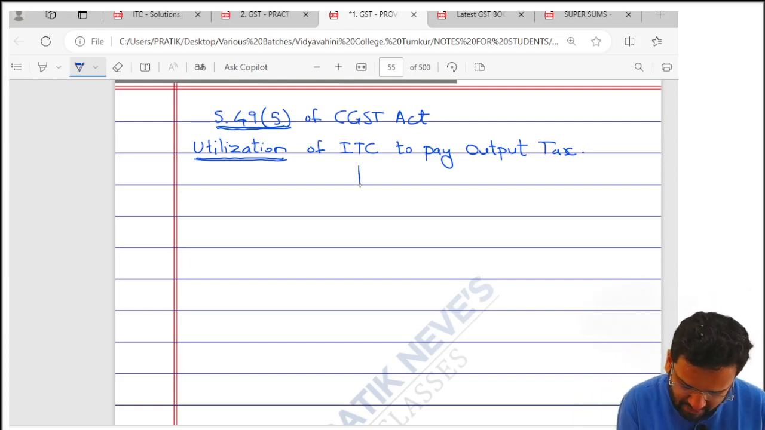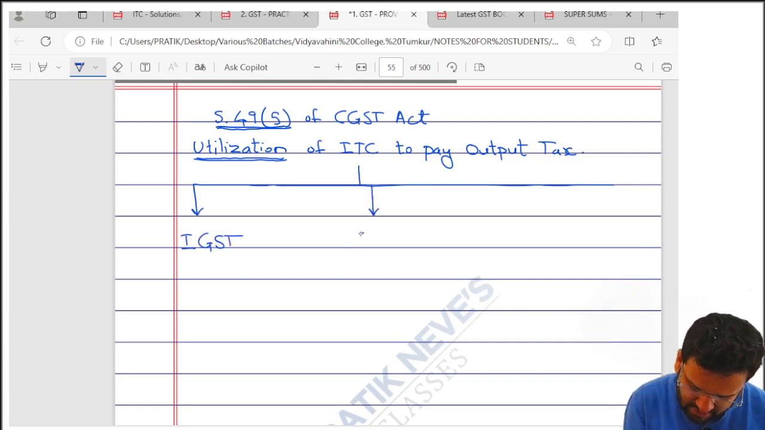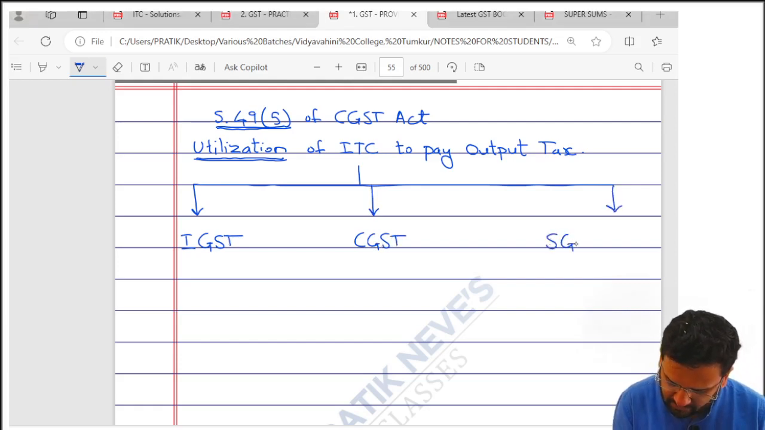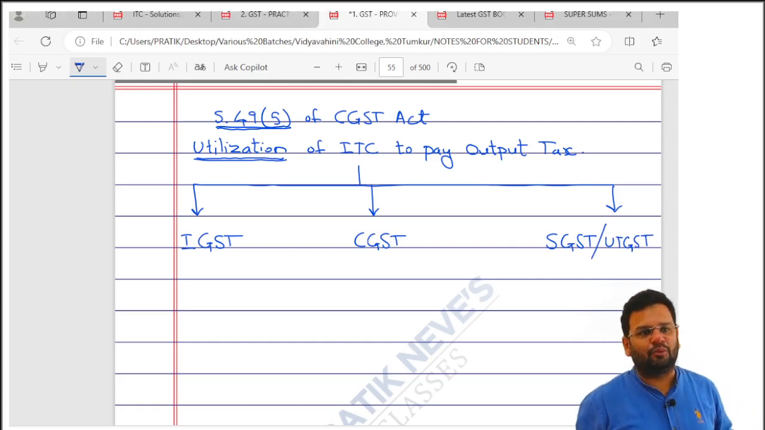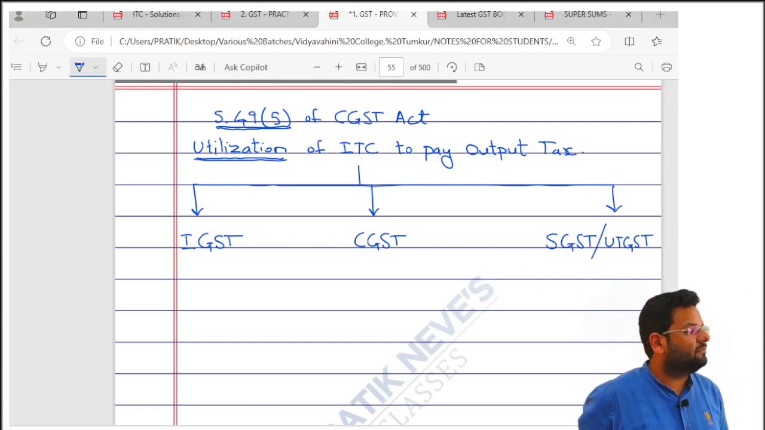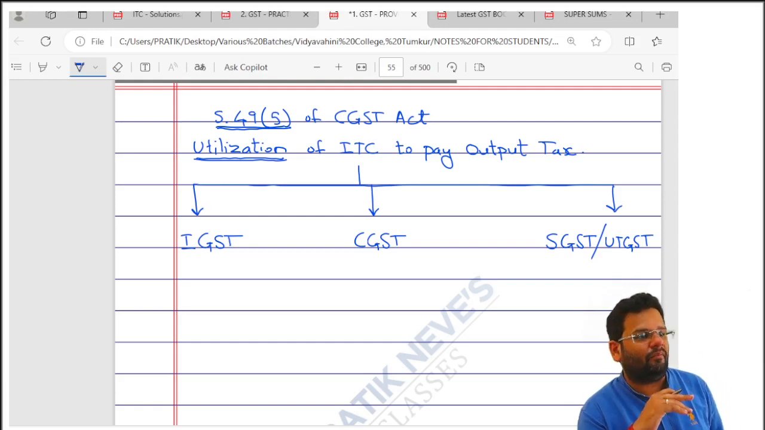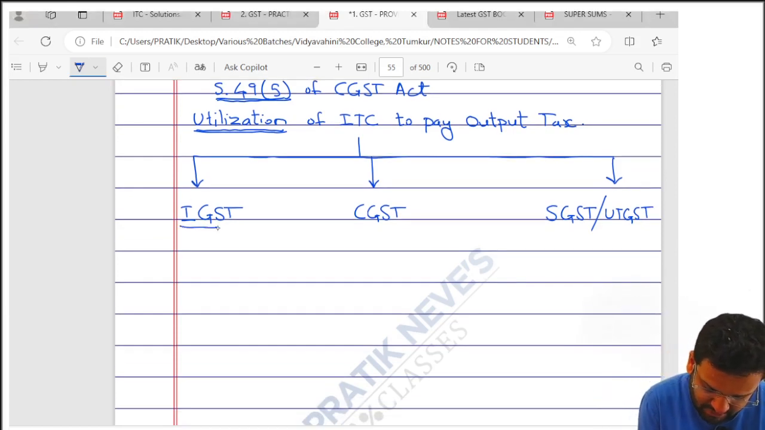So you are having ITC of IGST, or you are having ITC of CGST, or you are having ITC of SGST. Do you agree? SGST and UTGST I am putting on the same level. SGST, UTGST is one and the same. So you can have ITC of IGST, CGST, SGST.